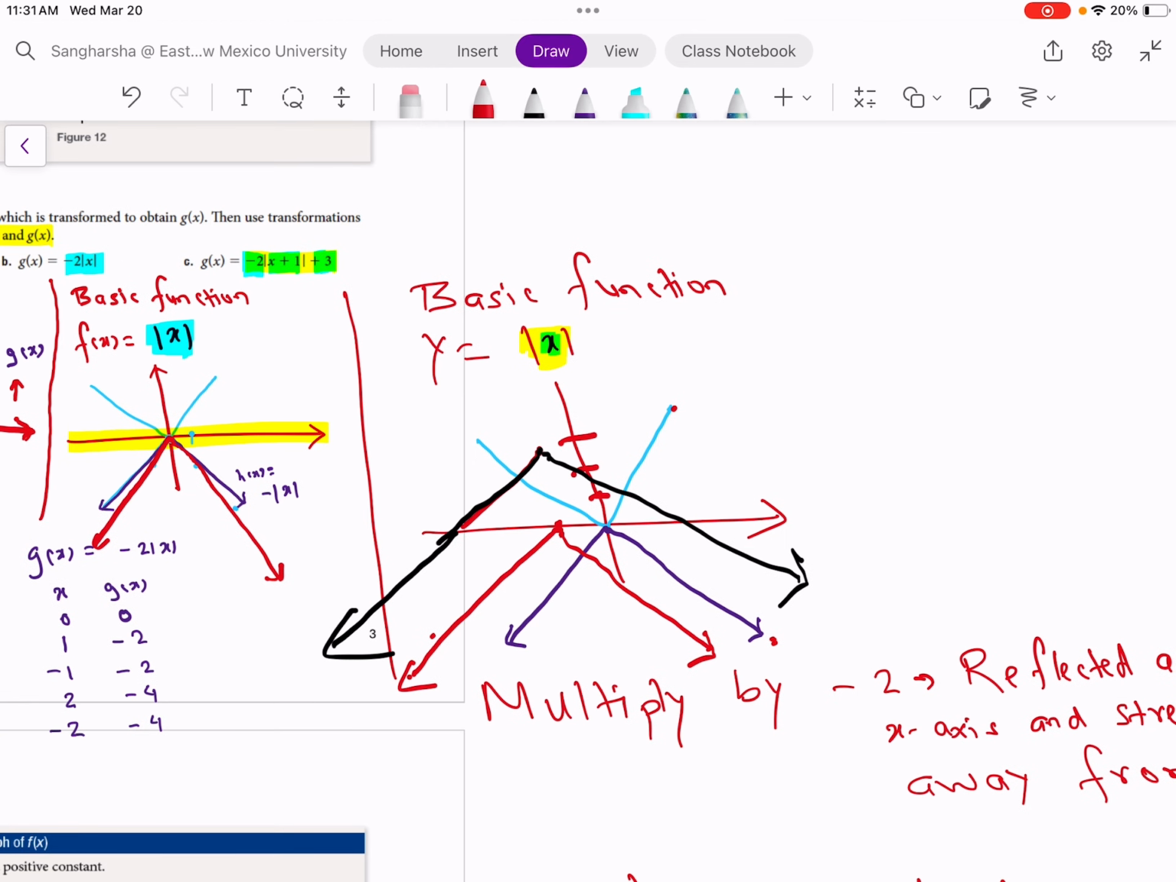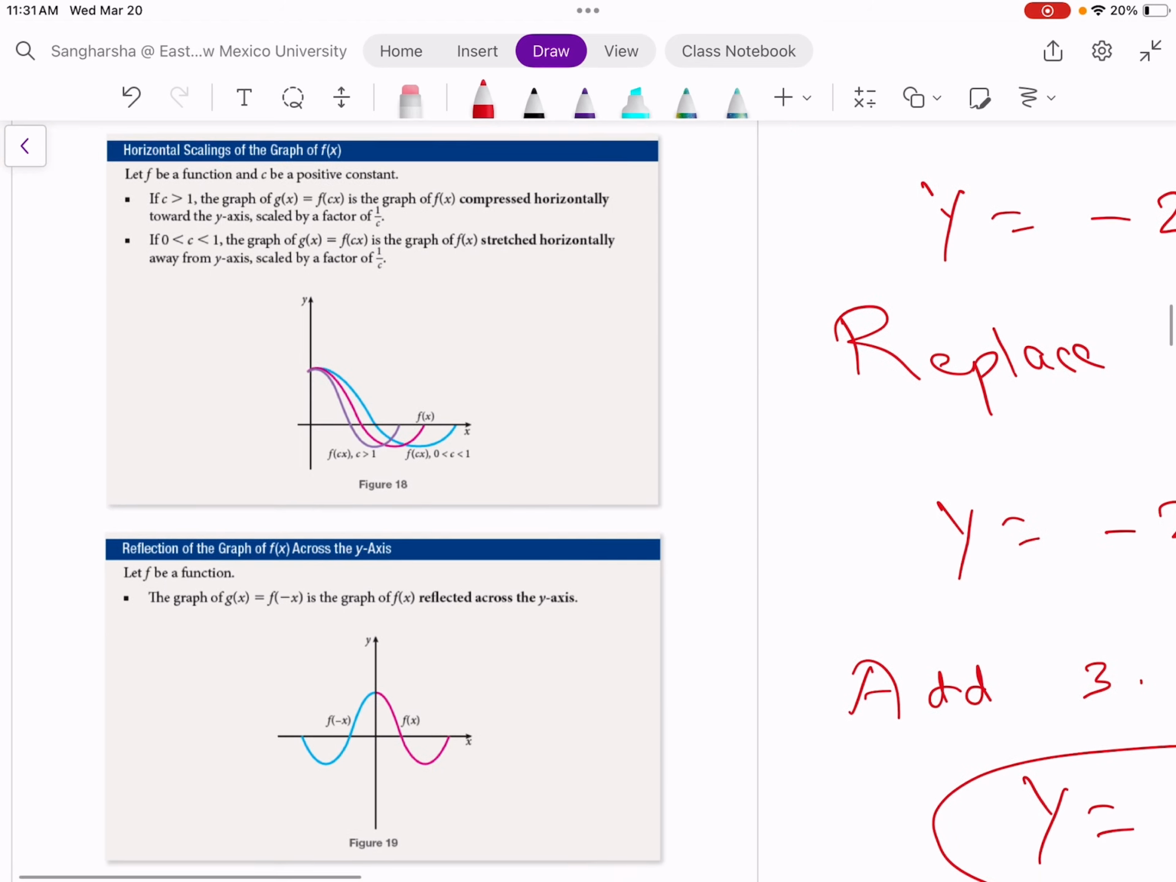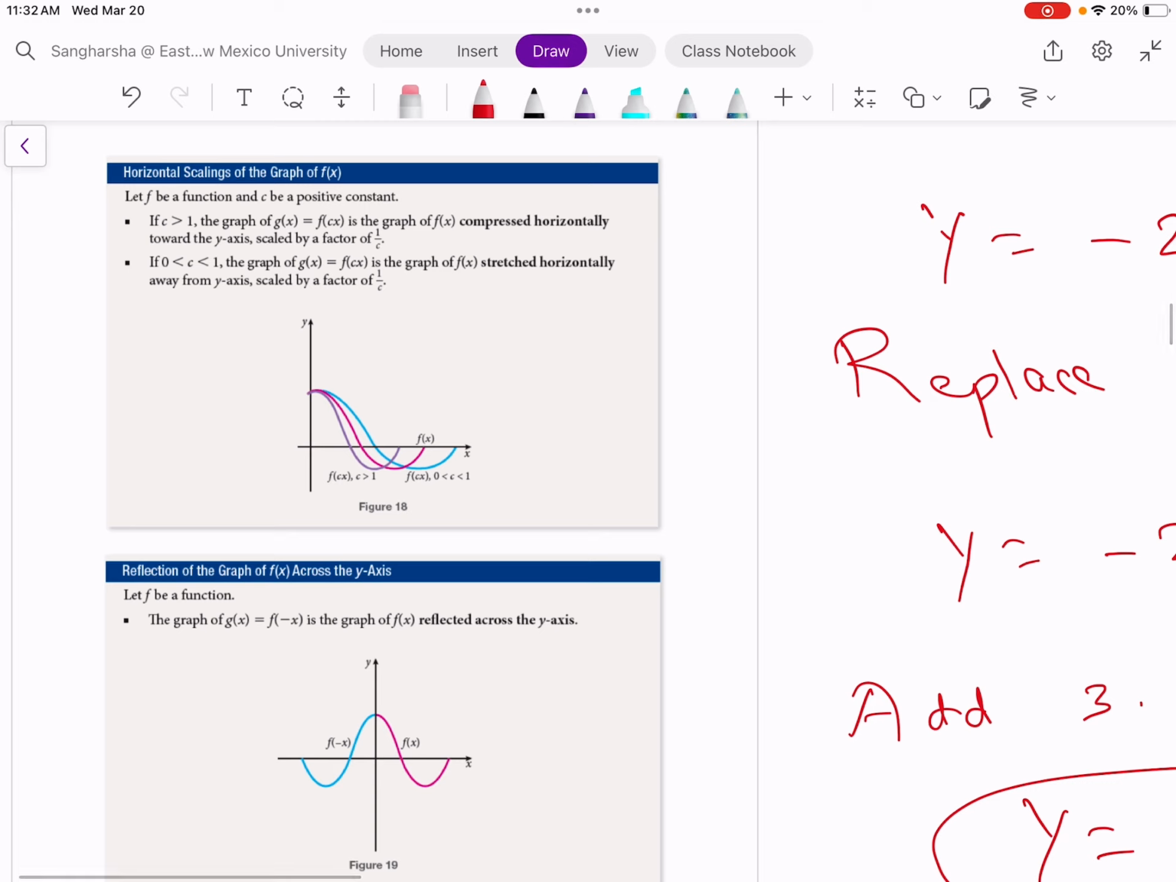Okay, does anyone have a question? A, B, C. Okay, we have one more. Okay, we have 2 more transformations.